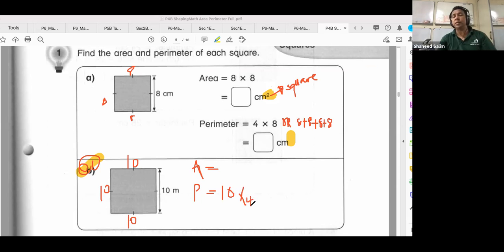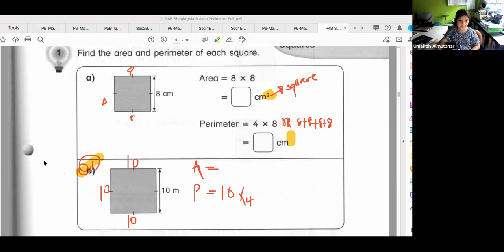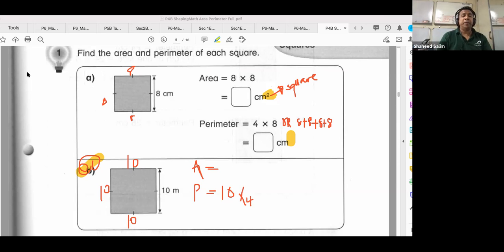Okay, I'm going to check the answer. Let's see. Okay, your perimeter, you got it correct. What about your area? Your area you have not gotten.